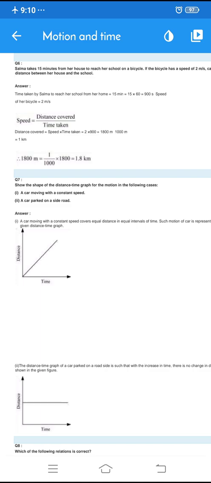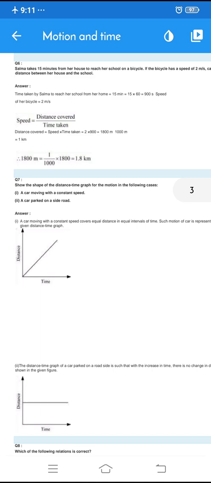So speed is equal to distance covered by time taken. You have to calculate the distance covered, so you need to multiply the speed with the time taken. That is 2 into 900: speed is 2 meter per second, time taken is 900 seconds. So 2 into 900 is 1800 meter.